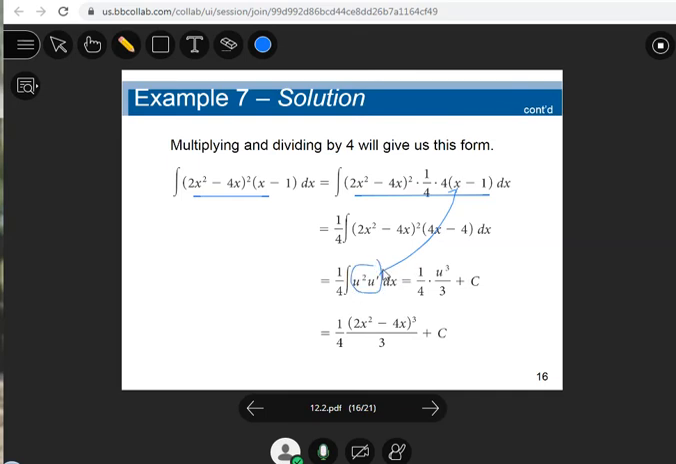So here you need to understand your n is equal to 2. Then use the usual formula, so it becomes u to the power 2 plus 1, u to the power 3, divided by 3 plus c. This 1 over 4 comes because of this 1 over 4. So this is your final answer in here.